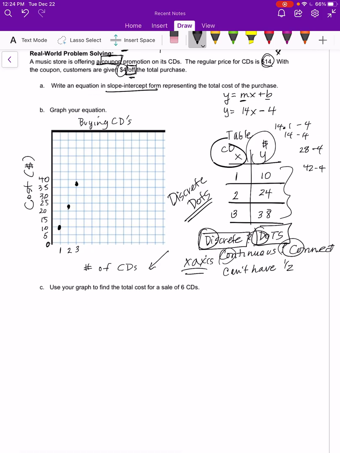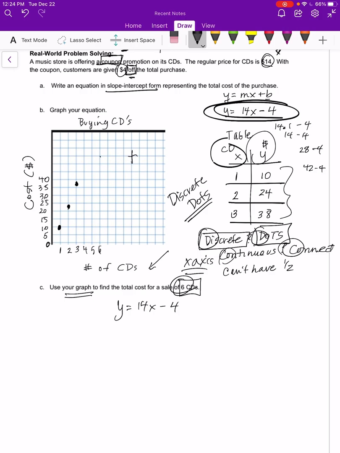It says use your graph to find the total cost of sales for 6 CDs. Now, they word it like that a lot, like use your graph. But a lot of times your graph isn't exactly on a point, one of these little intersections. So I don't advise you to use your graph. Use the math that's involved. You have an equation right up here: y equals 14x minus 4. Use this to plug it in.